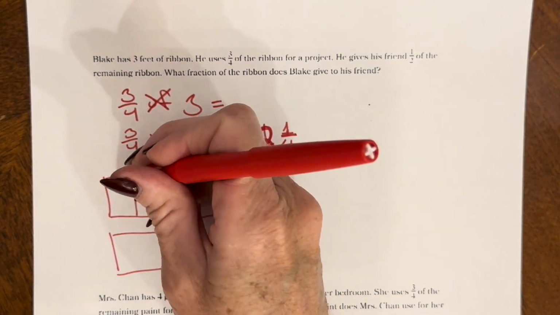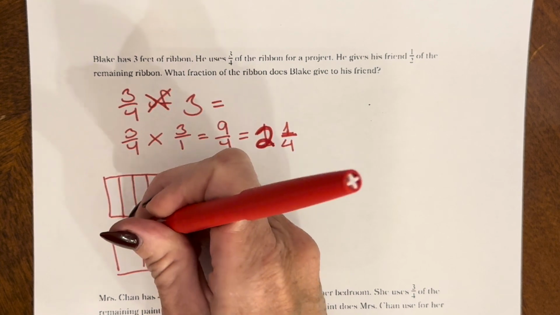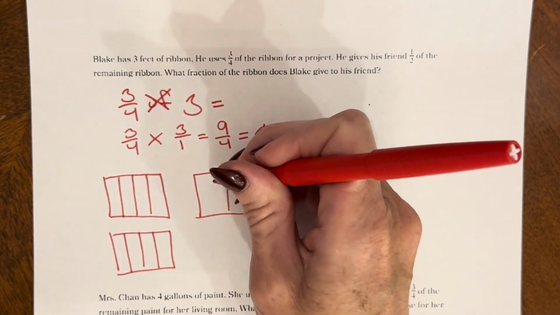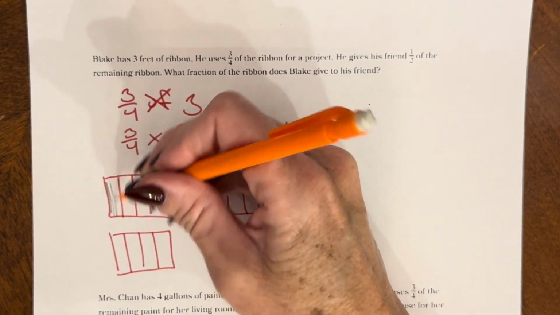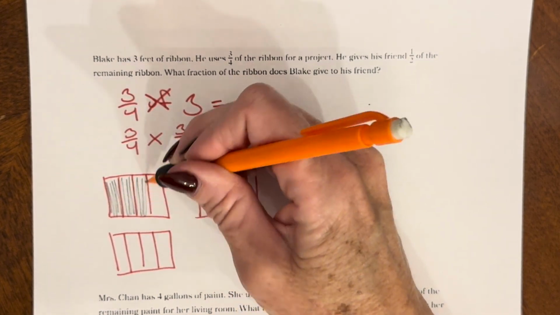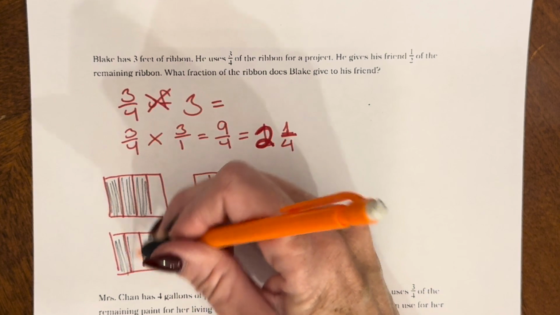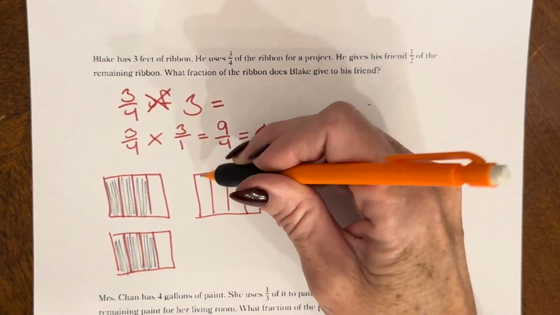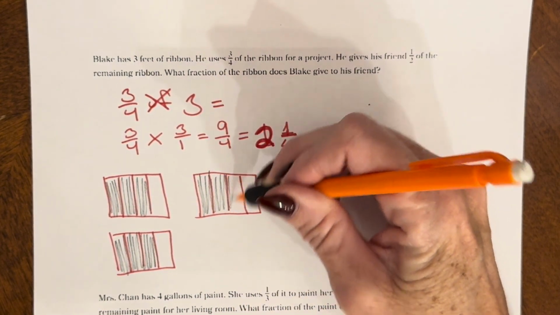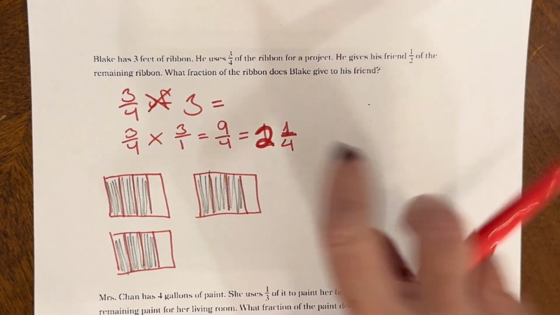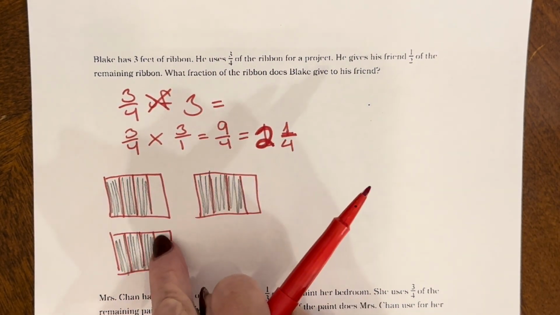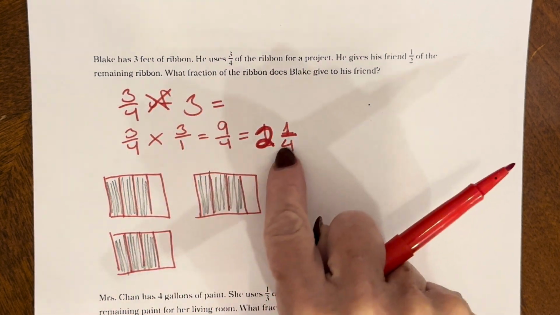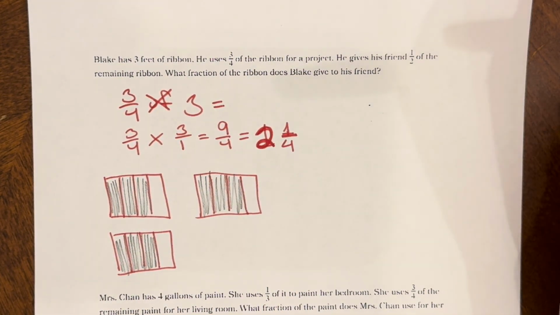And he used 3/4. So I'm going to divide it into fourths. And he used 3 of those fourths, 3 of those fourths, 3 of those fourths. So he used 9/4. 1, 2, 3, 4, 5, 6, 7, 8, 9, and they're each a fourth big. So that's how much he used.